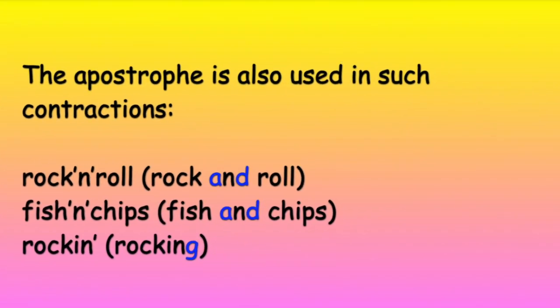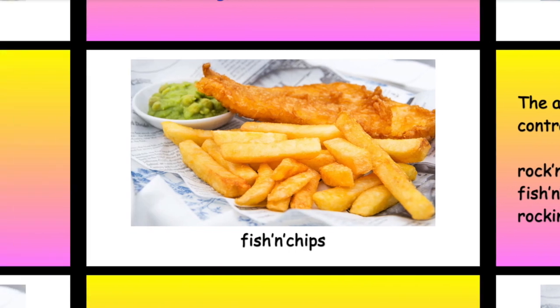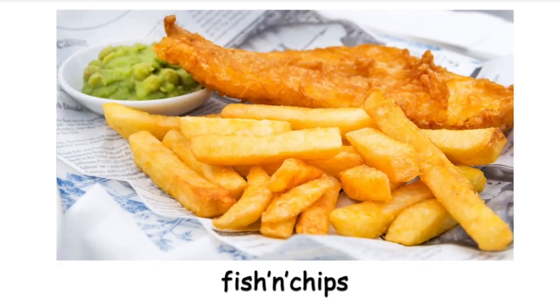The apostrophe is also used in such contractions: rock 'n' roll, fish 'n' chips. Please remember, contractions are used in informal writing and in speaking. Do not use contractions in any formal pieces of writing.